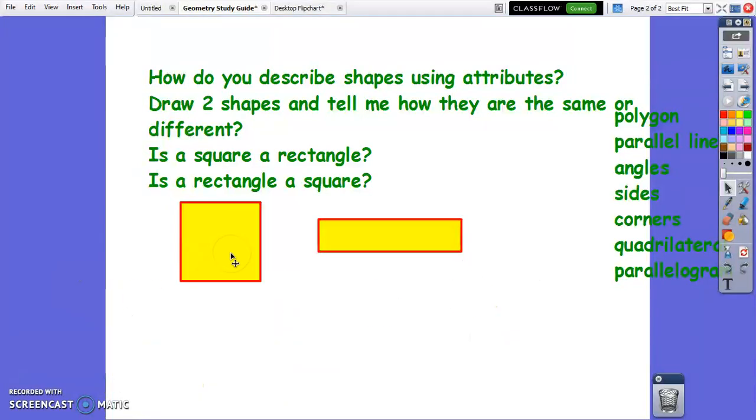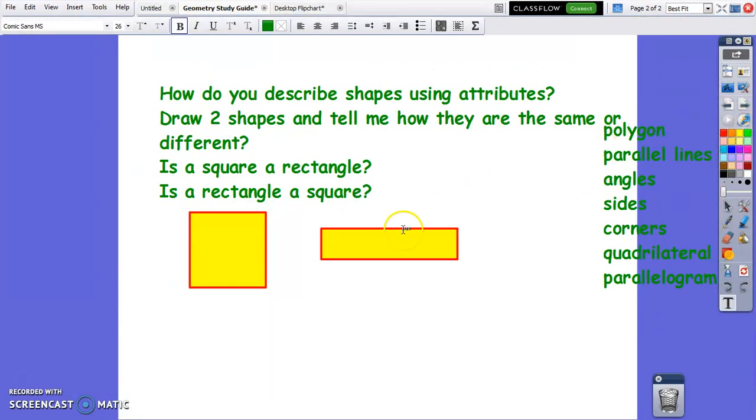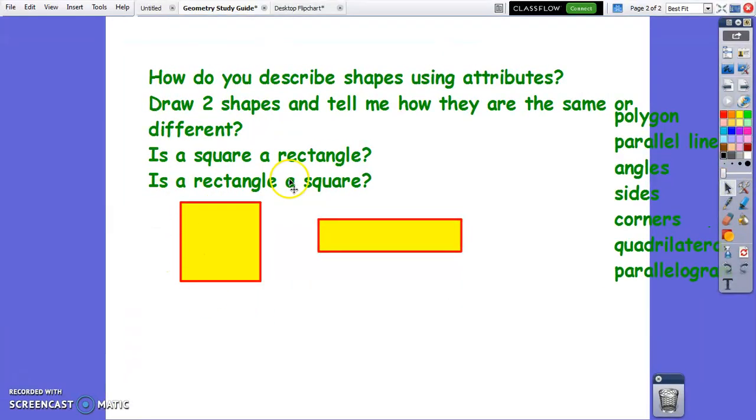Lastly we have a question. Is a square a rectangle? Well, we talked about it already. Is a square a rectangle? A square is a rectangle because it has all the same attributes. A rectangle is not a square because it does not have 4 congruent sides, 4 equal sides. So that's really the big difference between a square and a rectangle.